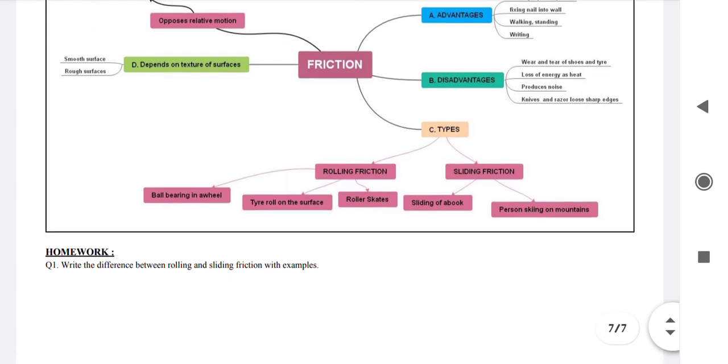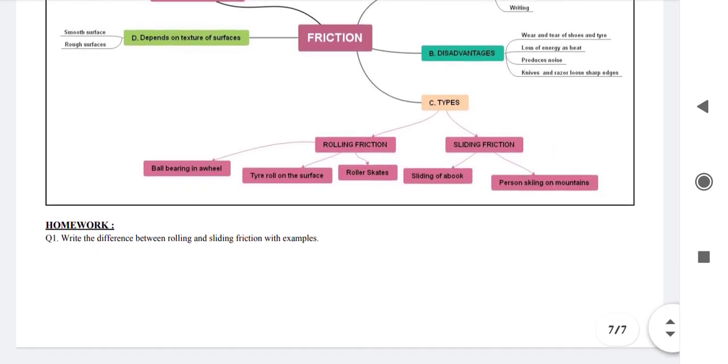Then comes homework, that is, write the difference between rolling and sliding friction. Next is also a point that is of supervisor's remark. In the end, you have to write supervisor's remark, and that's over.